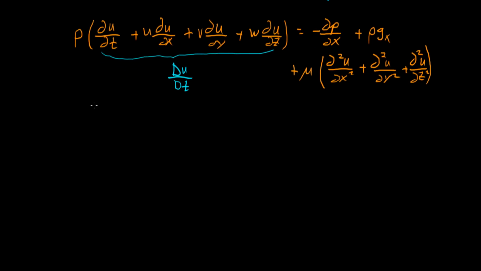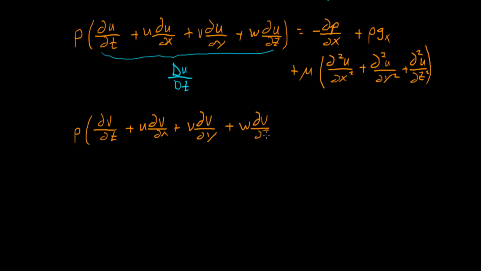In the y direction, we're just going to change u's to v's. So we get rho times dv dt plus u dv dx plus v dv dy plus w dv dz. And that's going to equal minus d pressure dy plus rho g y.